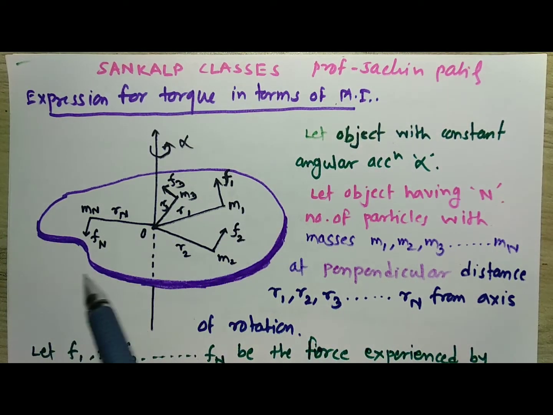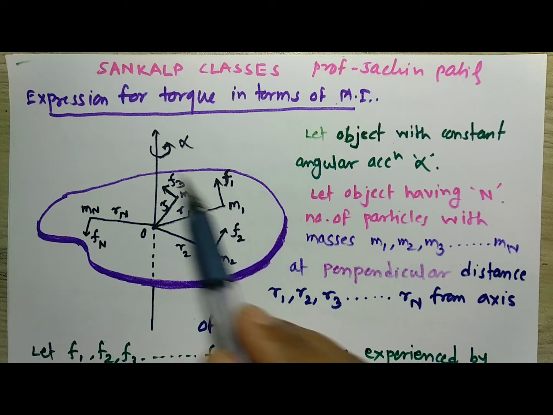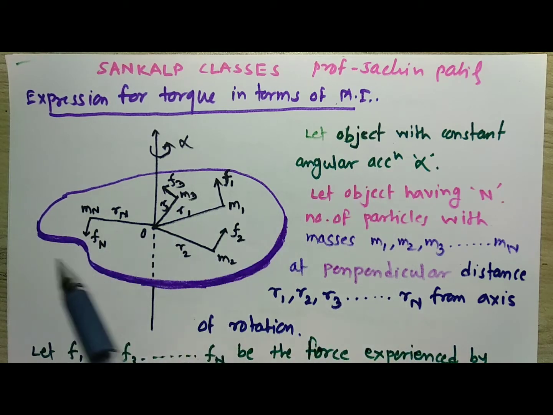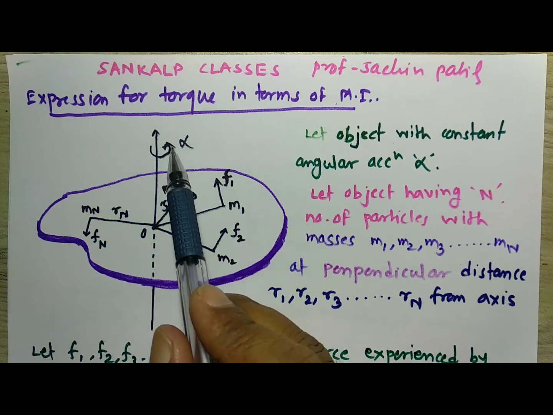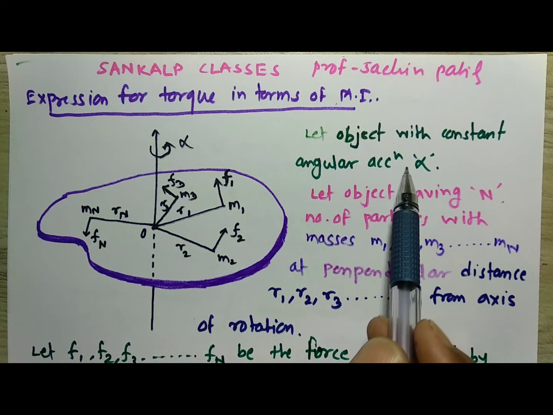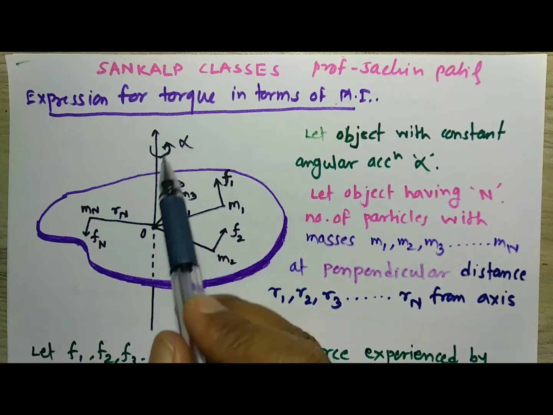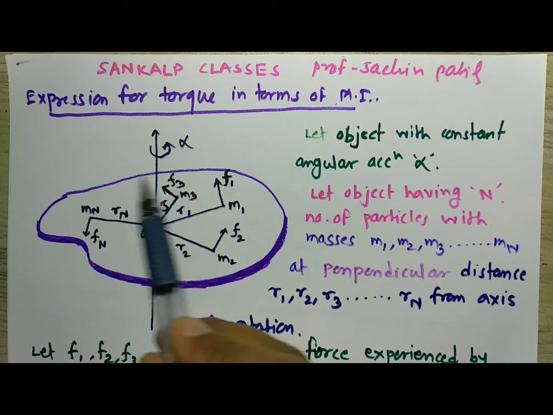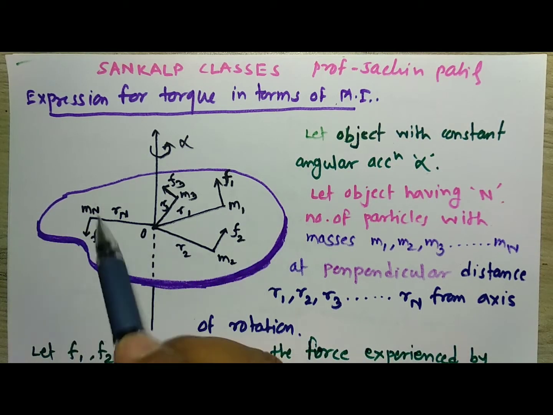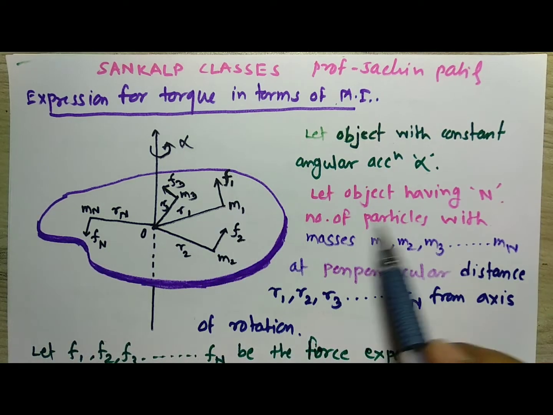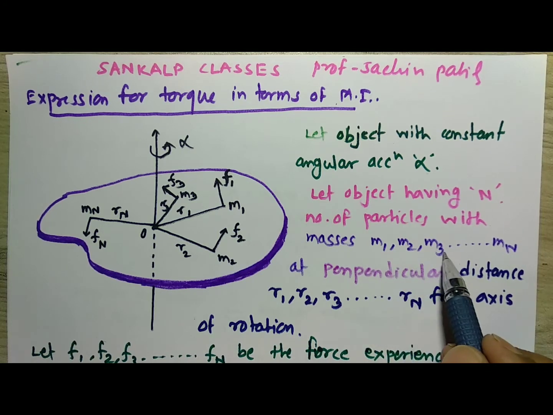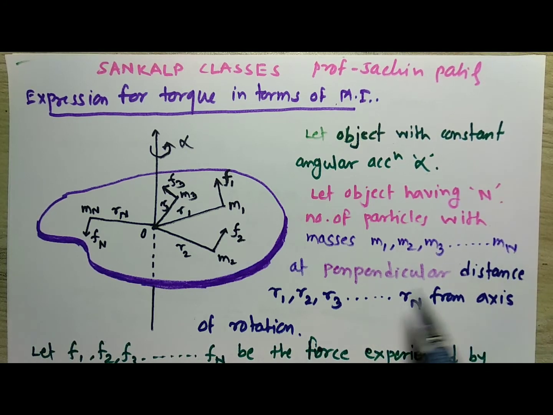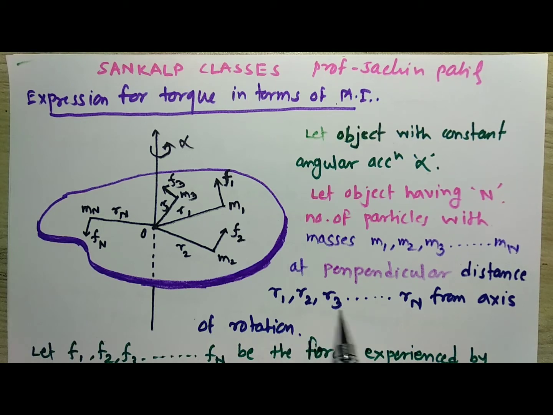Let us consider a body, an object, rotating with constant angular acceleration alpha. This object consists of n particles, each having mass m1, m2, m3 and so on up to mn, at perpendicular distances r1, r2, r3 and so on up to rn from the axis of rotation.